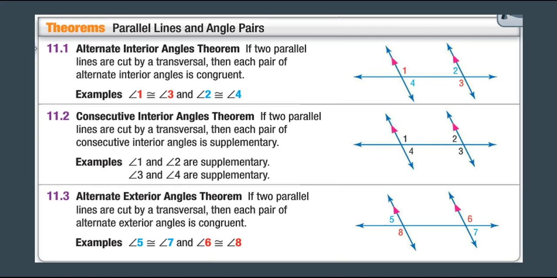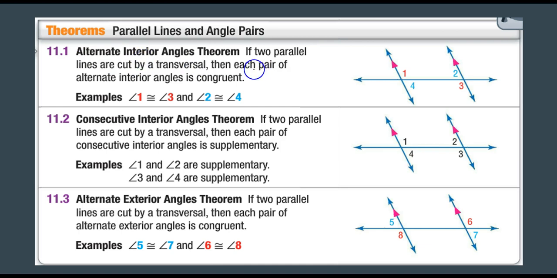Alright, next we have theorems that apply with parallel lines and angle pairs. Our first one is the alternate interior angle theorem. If two parallel lines are cut by a transversal, then each pair of alternate interior angles are congruent. So remember, alternate interior. First of all, they have to be inside angles and they have to be on opposite sides. So one's going to be on the left and one's going to be on the right, or in our case, one's going to be up top and one's going to be on the bottom. But needless to say, they are on opposite sides. So our first example is angle 1 and angle 3, which are congruent, and angle 2 and angle 4 are also congruent.